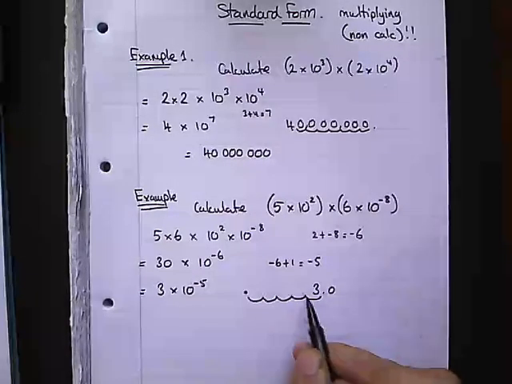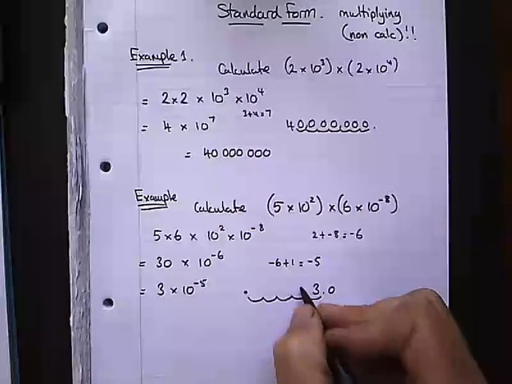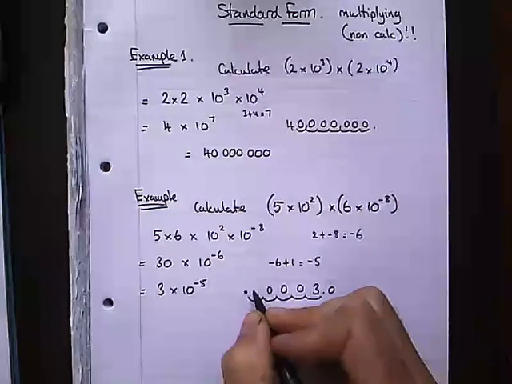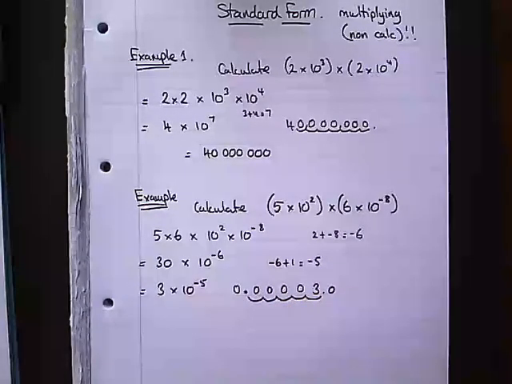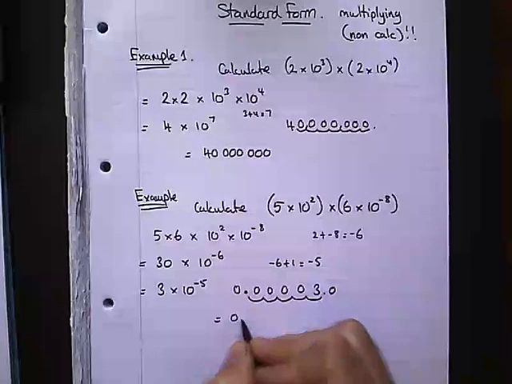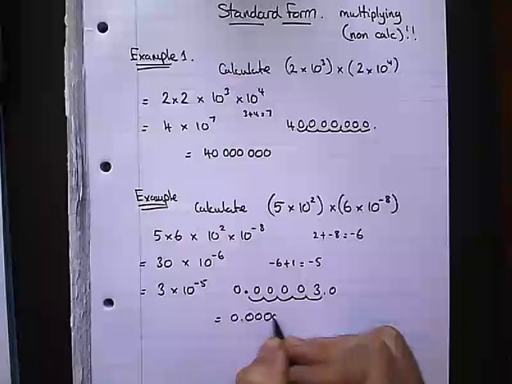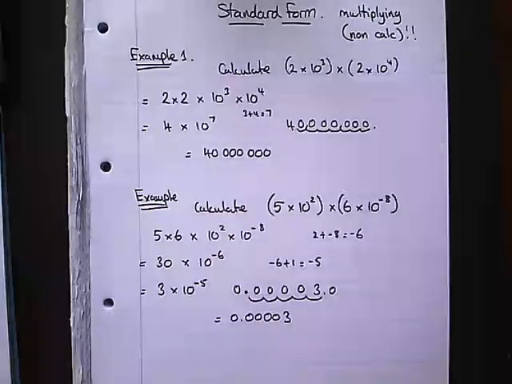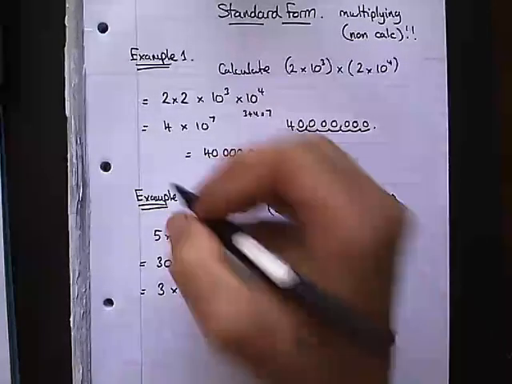But I've got to fill in a lot of zeros. So 1, 2, 3, 4, and I need a 0 in front of the decimal point. So the new number is 0.00003. Right, that was example 2.